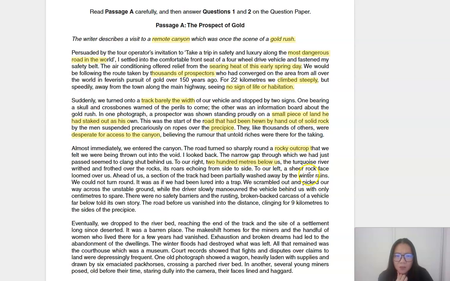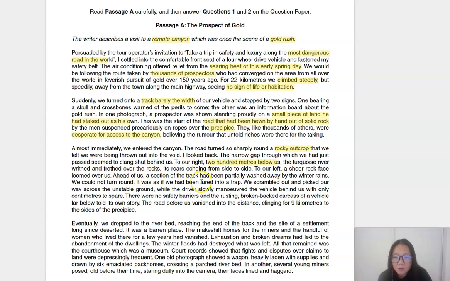And then it roars, echoing from side to side, so the river below. To our left, a sheer rock face loomed over us. So it's not just this, but even from above, you would see the steep mountain sides, so it can be quite intimidating. Maybe you can mention something like that. Okay, and then let's see.